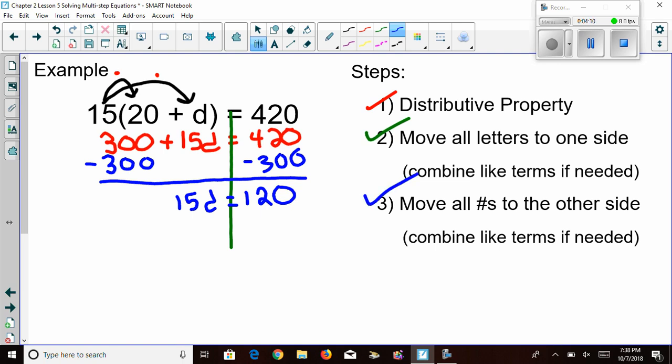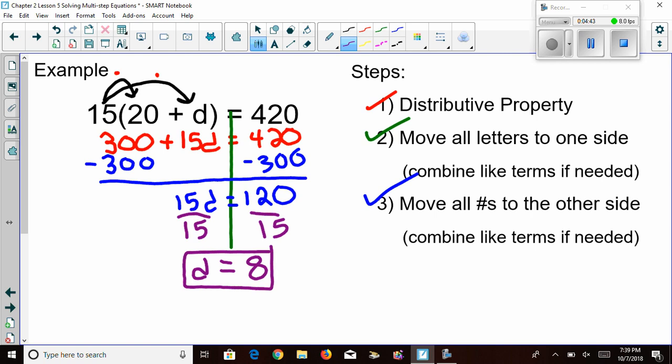And for us to truly finish this problem, we must now divide or multiply to get rid of our coefficient. Well, since it's 15 times d, I'll divide by 15, and find that d equals 8. So for this example, the only thing that was new was this distributive property.